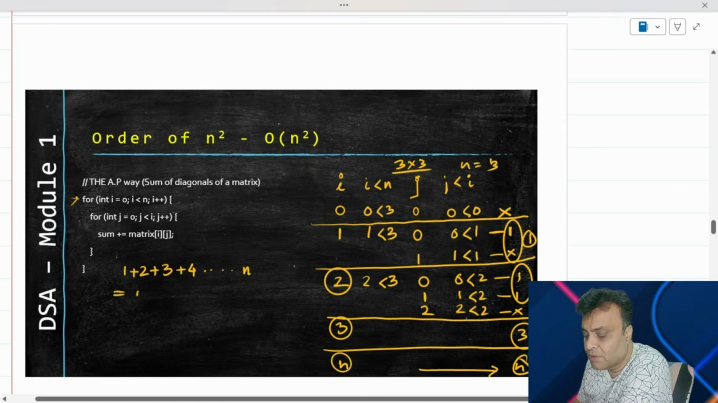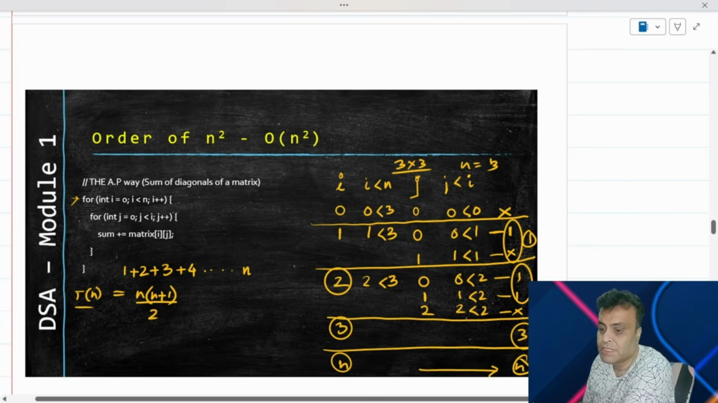Can I say therefore the number of times is an arithmetic progression which translates to this? So therefore can I say my time complexity is this? So my time complexity is coming to be Tn equal to n into (n plus 1) by 2.